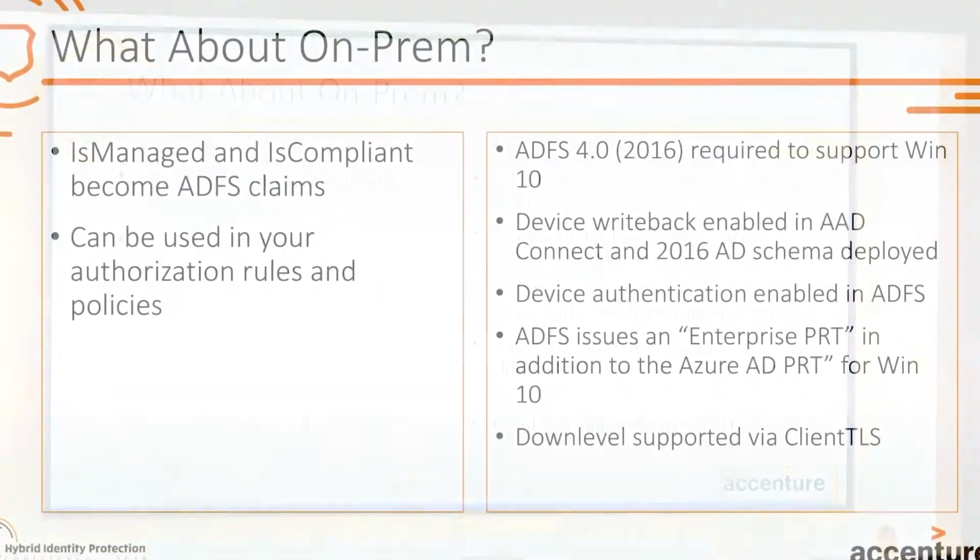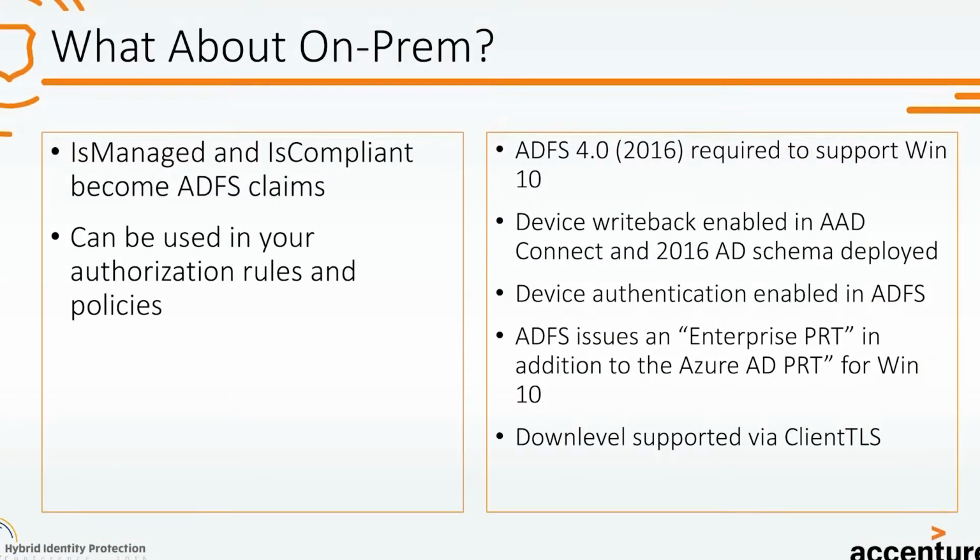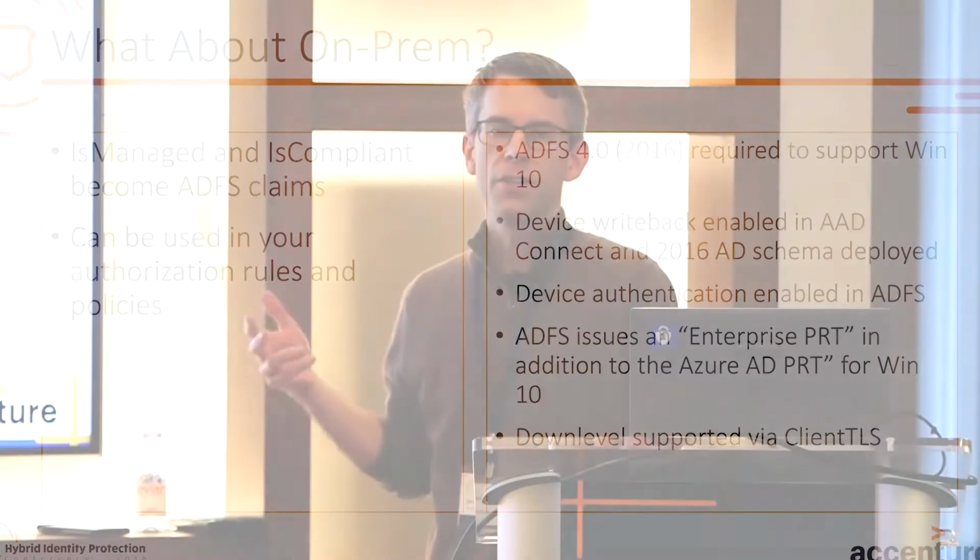All right. So a few closing things. We talked a little bit about on-prem. One of the things that's really, really interesting with device-based authentication, especially hybrid join, is the ability for Azure AD Connect to do write back, and then for ADFS, if you're on ADFS 4, to also do device-based authentication, and then potentially also use ADFS authorization policies to check things like domain joined or compliant.